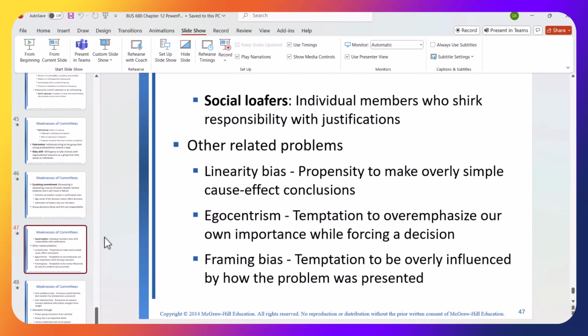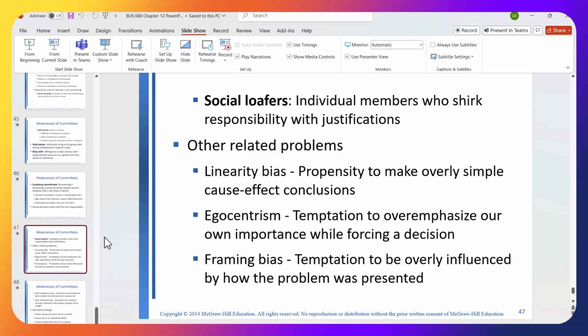Other related problems: linearity bias, propensity to make overly simple cause-effect conclusions. Bottom line, when you're looking at cause and effect conclusions, you have to be realistic. You can't have biases creep into that, because in some places that can cost jobs or money or cause lawsuits. Egocentrism, temptation to overemphasize our importance while forcing a decision.